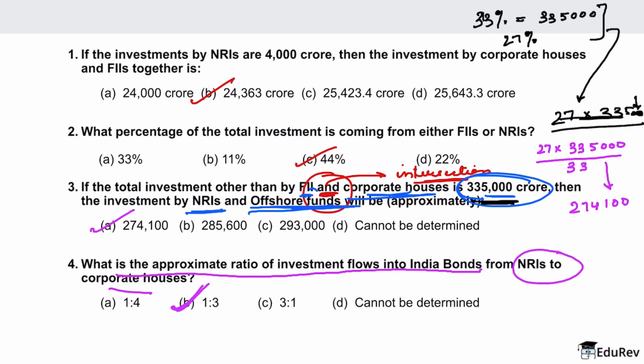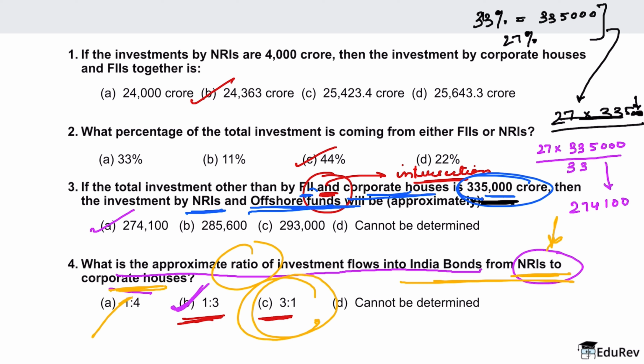Now one more thing you have to understand, that in the options both 1 is to 3 and 3 is to 1 are given. If you people are not vigilant enough, then many of you are going to take the wrong answer. Why? Because you people do not read the questions very, very carefully. It's given that you have to find the ratio of Indian bonds from NRIs to corporate houses. That means NRIs is first and corporate houses after that. First you need to calculate for your NRIs and then for your corporate houses. Alright, so be vigilant. The answer is B, it's not C.